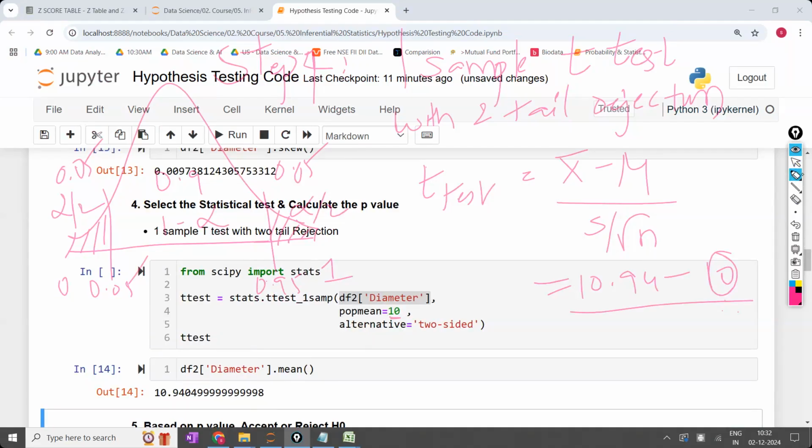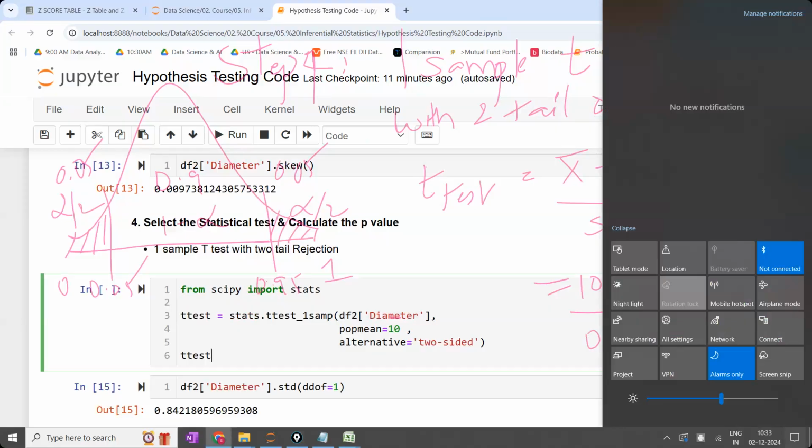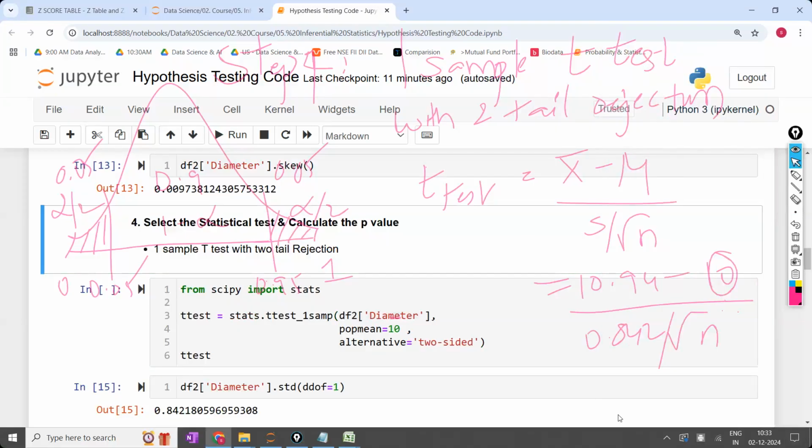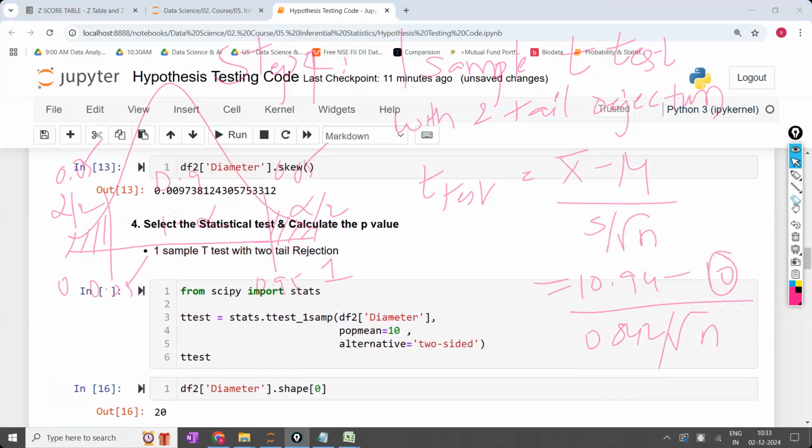And what is the S value? Standard deviation. So I'm going to calculate the standard deviation. What is the ddof I have to give? 1, because it is a sample. And the value is 0.842. And the number of samples? How to calculate it? I'm going to take the shape, dot shape, and within that, index number 0. The number of samples is 20. Now, if you substitute here, what value are you going to get?